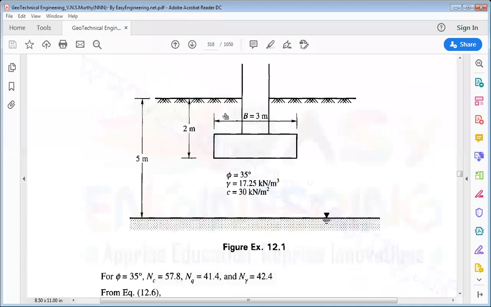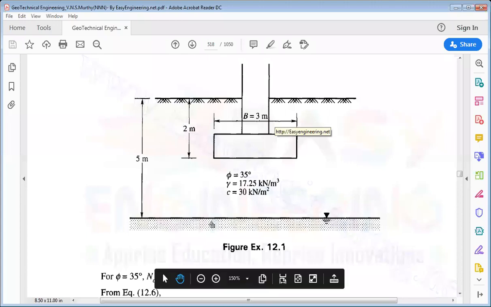So you can see that the width of the foundation is 3 meter and the depth of the foundation is 2 meter. So the total is Df plus B, that is 2 plus 3, that is 5 meter. So the groundwater table is at a distance of 5 meter from the ground surface. It means that it is at a distance of Df plus B, and we know that if the groundwater table is at a depth of Df plus B or greater than Df plus B, then there will be no effect of water table on the bearing capacity. So this water table has no effect on the bearing capacity.